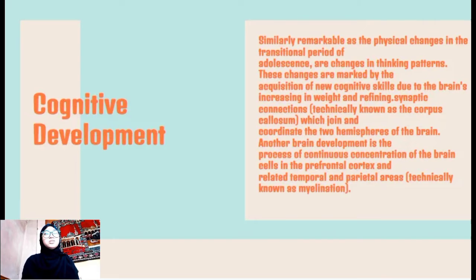When we say the two hemispheres of the brain, the cerebrum is divided into two major parts, the right and the left cerebral hemisphere. The hemispheres communicate with each other through the corpus callosum, which is a bundle of fibers between the hemispheres.